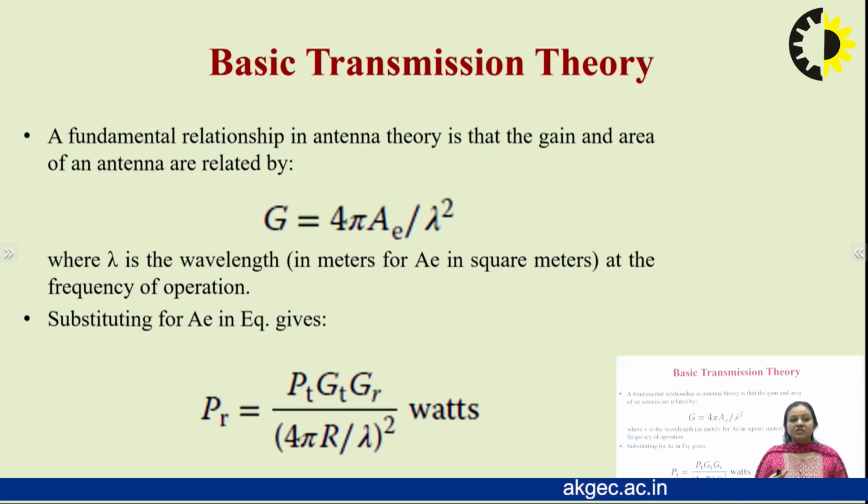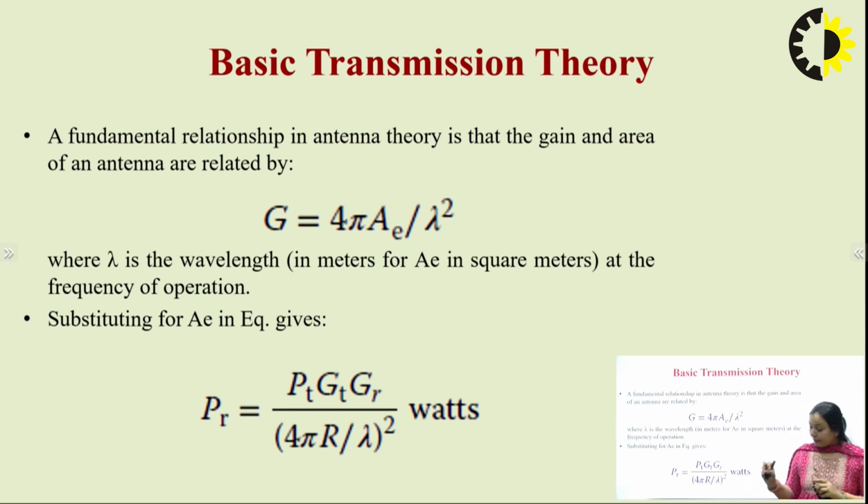Now we have the relation between the gain and the area. From antenna theory, the relation between the gain and the area of the antenna says G is 4 pi effective area divided by lambda square. So if I replace the value of the effective area in the previous equation, we get PR equals PT GT GR by 4 pi R by lambda square.